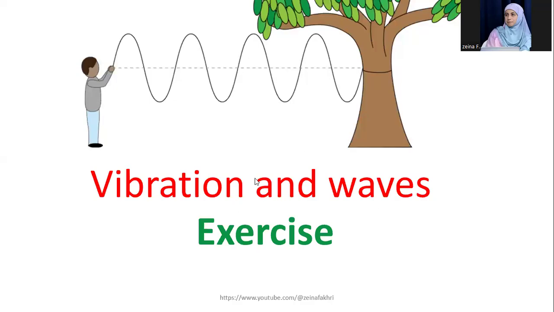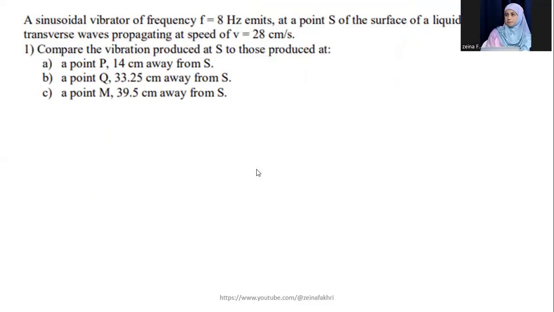So vibration and waves, and we'll do an exercise. A sinusoidal vibrator of frequency f equal 8 Hz emits at a point S of the surface of a liquid circular transverse waves. So we have transverse waves propagating at speed of v equal 28 centimeter per second, where the frequency is 8 Hz.